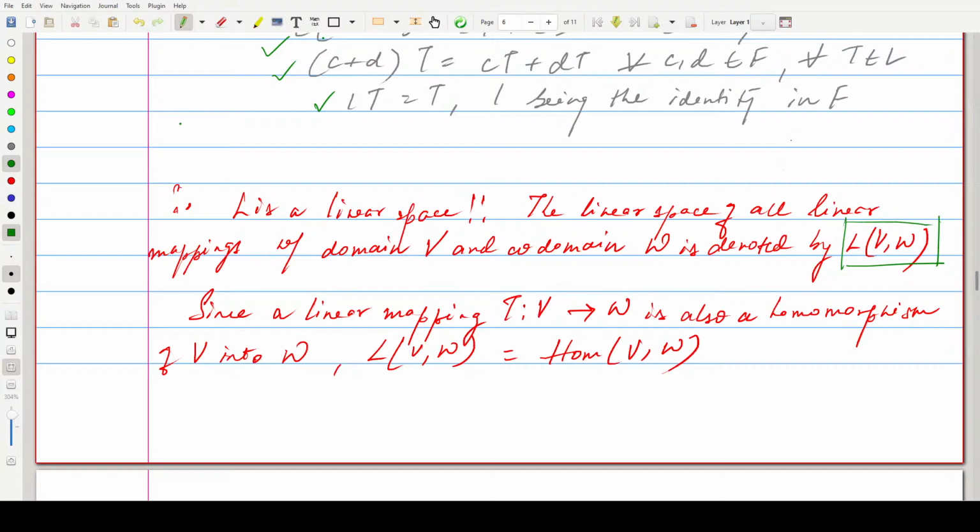And since a linear mapping T from V to W is also a homomorphism from V to W, we see that L of V comma W is the set of all homomorphisms from V to W. And this is represented by a fancy notation right here.